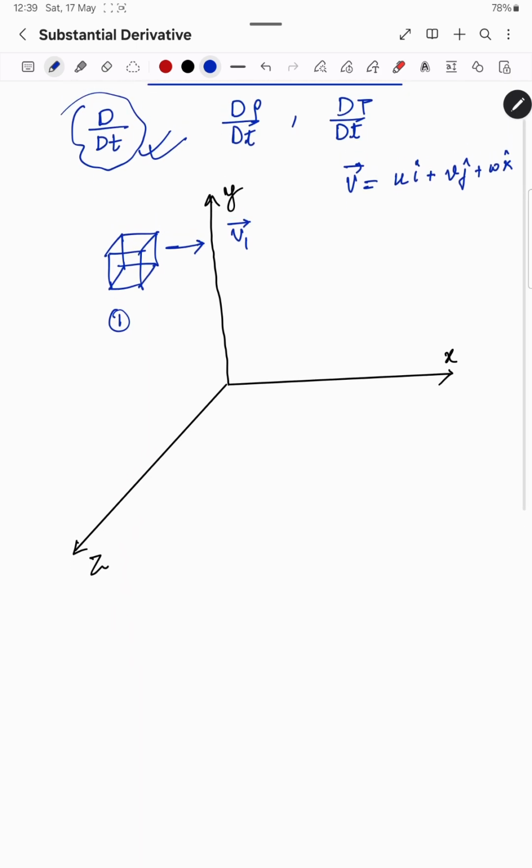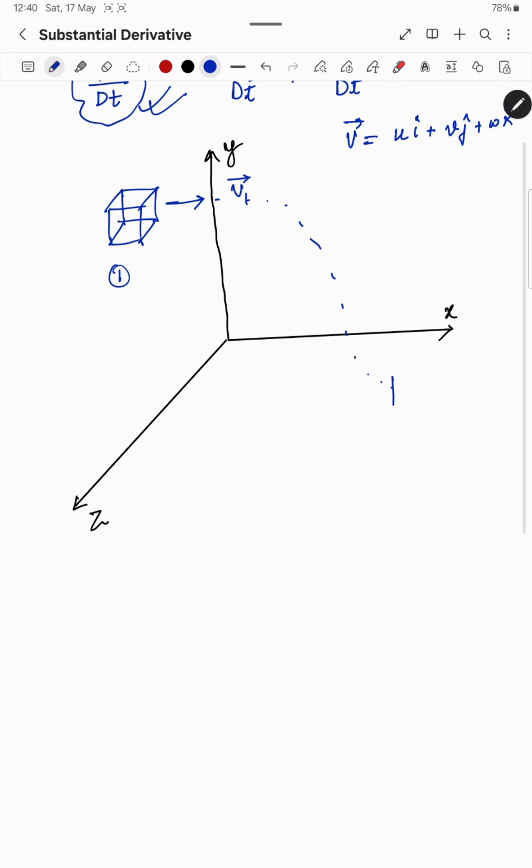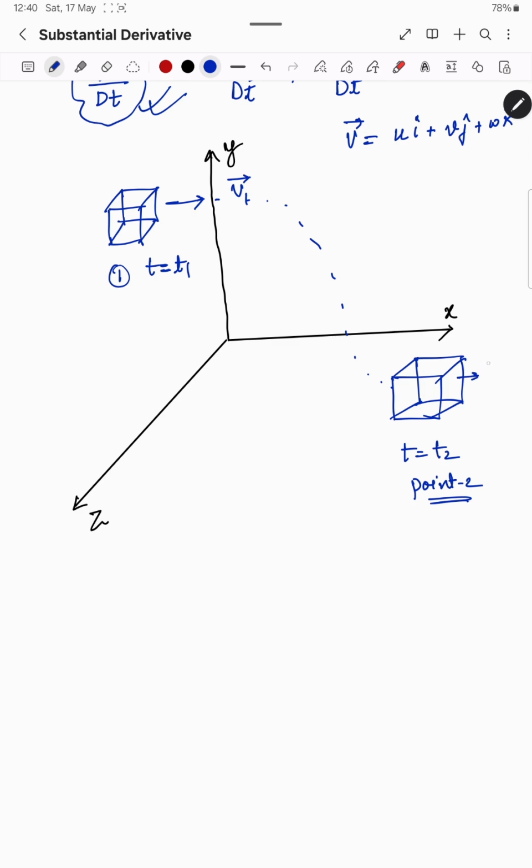Now this particle is moving. Suppose it follows a path like this, and at time t is equal to t2, this fluid particle has come to point 2. It was at point 1 at t is equal to t1. It has not stopped; it again has some velocity, and suppose it is going in the right direction. Now this is v1.